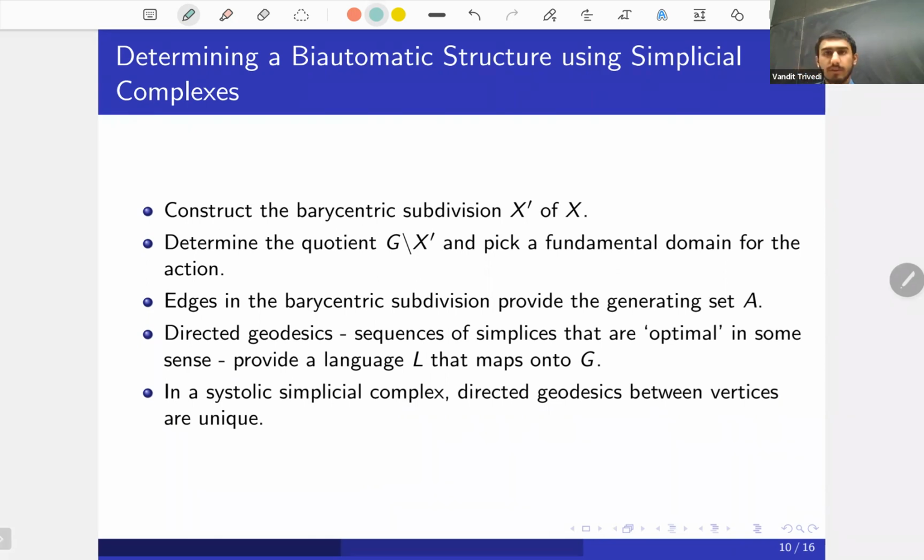Edges are going to give us the generating set A, and what we call directed geodesics, which are sequences of simplices that are optimal in some sense, that's going to give us a language that maps onto our group G. And the key is, as with cube complexes, in simplicial complexes as well, directed geodesics between vertices are unique. And this is what makes things work. This is what allows us to obtain a biautomatic structure on a group.